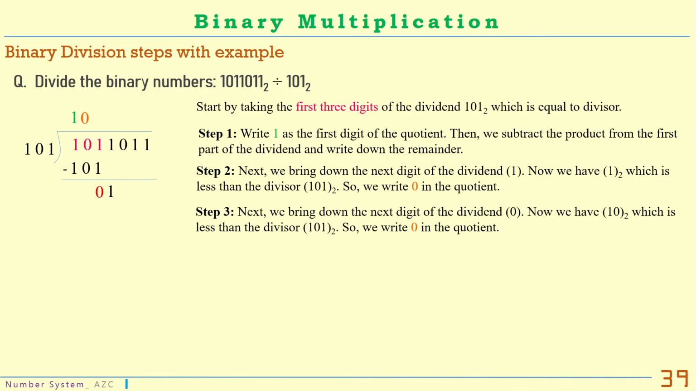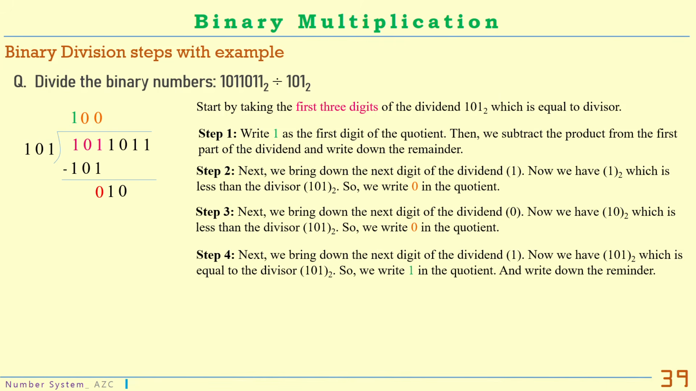Step 3. Next, we bring down the next digit of the dividend, 0. Now we have 10, which is less than the divisor, 101. So we write 0 in the quotient. Step 4. Next, we bring down the next digit of the dividend, 1. Now we have 101, which is equal to the divisor, 101. So we write 1 in the quotient and write down the remainder.